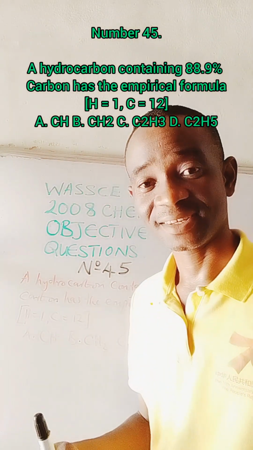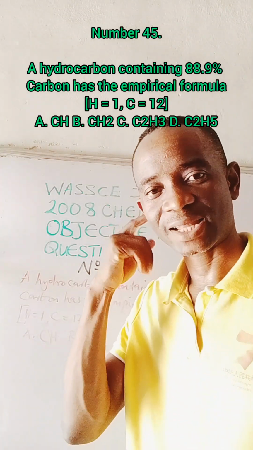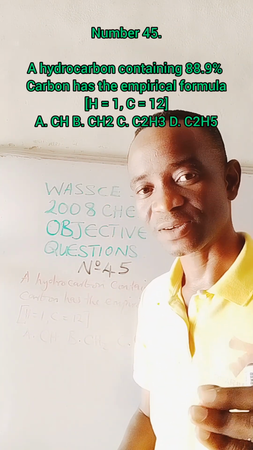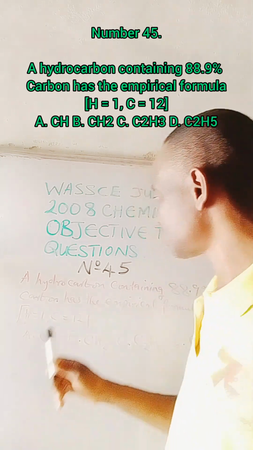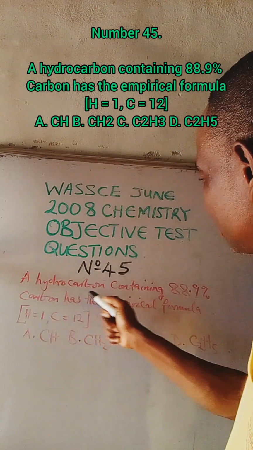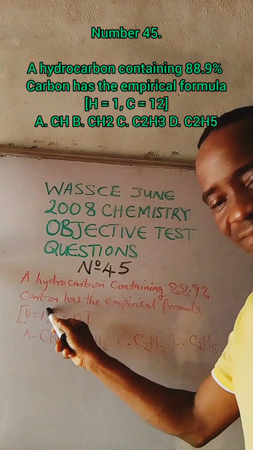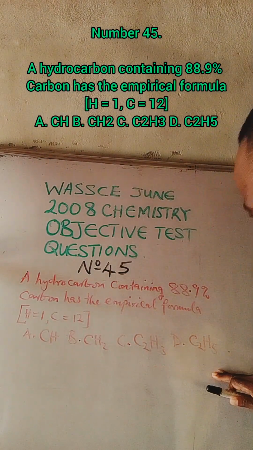This question is on empirical formula. Empirical formula is the formula that shows the simplest ratio in which atoms of elements exist in a particular compound. So the question is this: a hydrocarbon containing 88.9% carbon has the empirical formula. Which of these is the empirical formula?